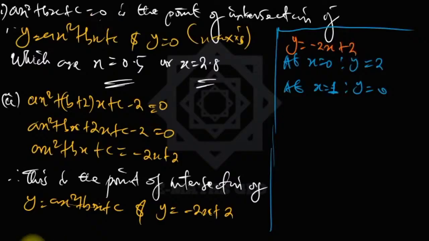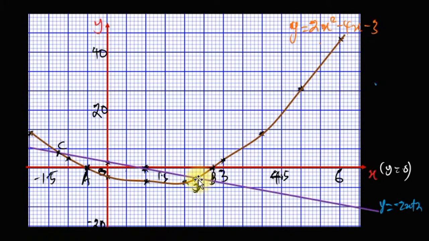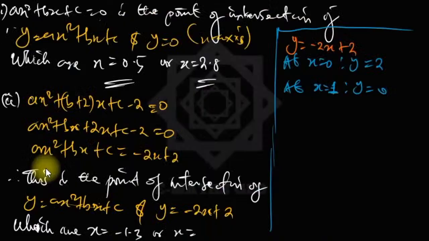So the solution is now x equals minus 1.3, or x equals, let's check, this one is 5, 10, 15, 20, 21, 22, 23, so 2.3. So that's the solution.